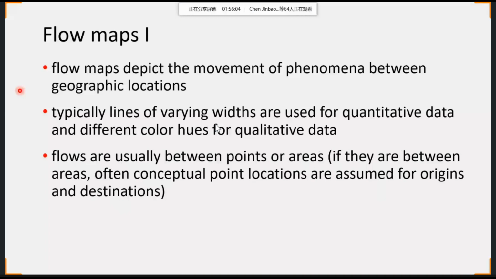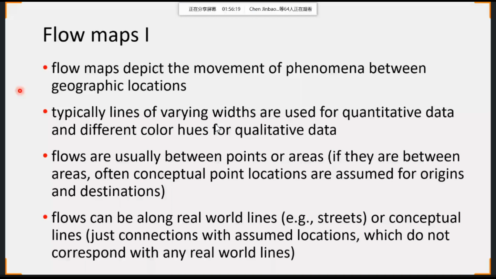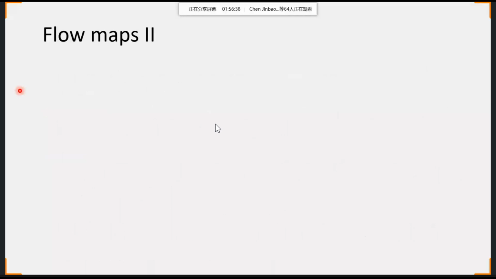Flows are usually between points or areas. If they are between areas, often conceptual point locations are assumed for origins and destinations. Flows can be along real-world lines, for example streets, or conceptual lines, just connections with assumed locations which do not correspond with any real-world lines. Five types of flow maps can be discriminated.